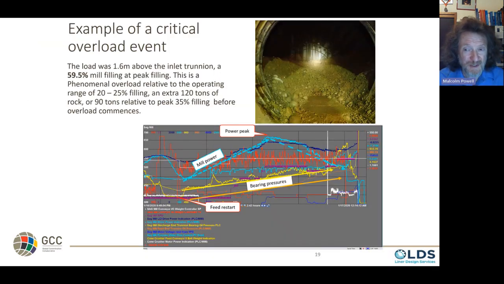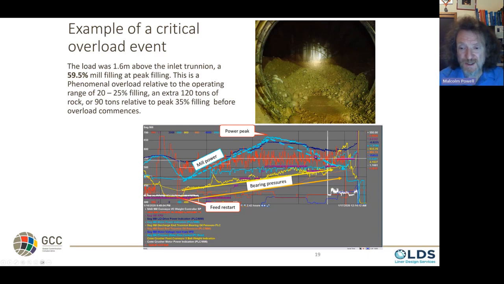Here's a mill in the process of overloading. That's the next day, 1.6 meters above here. If I take time here, mill power is going up, bearing pressure going up, the operator, the control system, is just pushing, and the power starts going down.